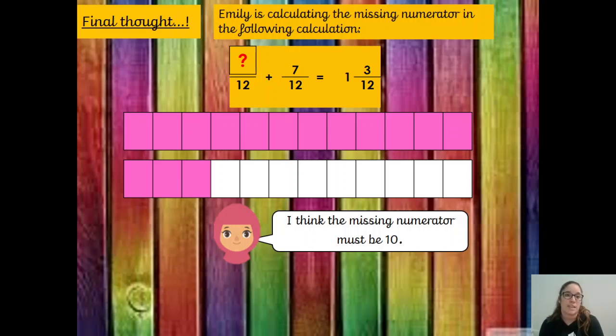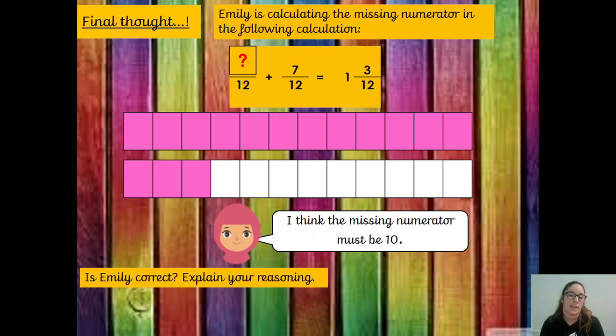Okay, final thought today then. Emily is calculating the missing numerator in the following calculation. She says, I think the missing numerator must be 10. What do you think? Is Emily correct? Do you agree with Emily? If you do, tell me why.